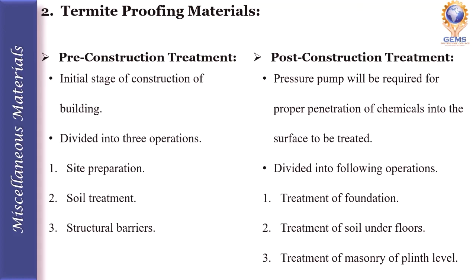This is done to the existing building which is attacked by the termites. In this post-construction treatment, a pressure pump will be required for proper penetration of chemical into the surface to be treated. This post-construction treatment can be divided into three operations. First one is treatment of foundation. Second one is treatment of soil under floors. And the third one is treatment of masonry at plinth level. These are the termite proofing and waterproofing materials.